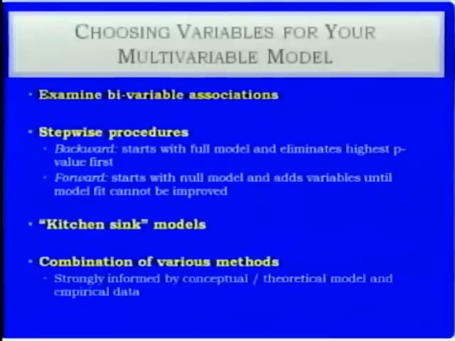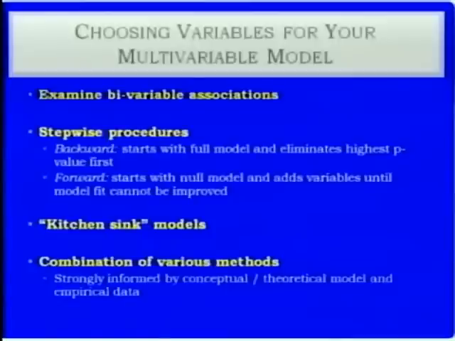The alternate stepwise procedure is a forward model, where you start with the null model, so no covariates, and it gradually adds them one by one until it looks at model fit. Okay, so it could be that you might get very different results. You might get a different model when you do the forward, because it'll start adding in one at a time.